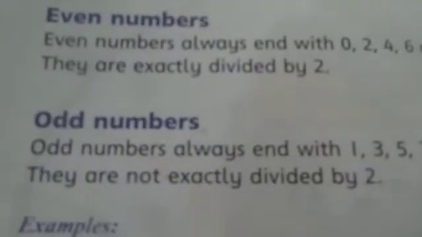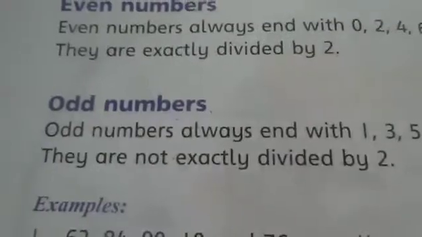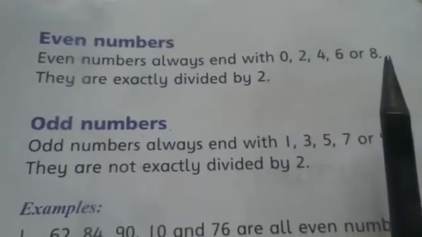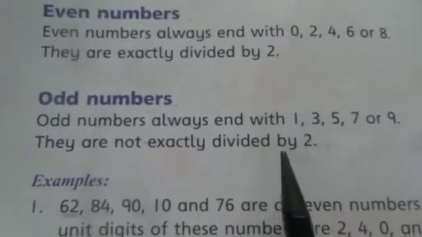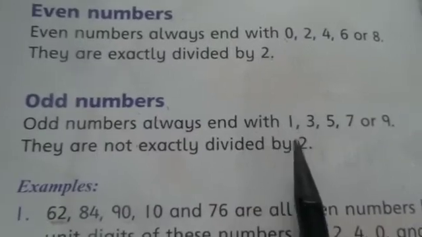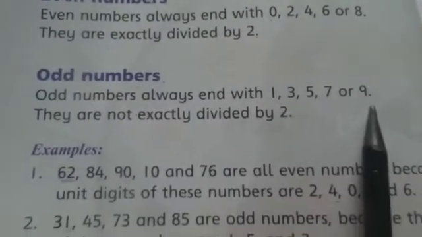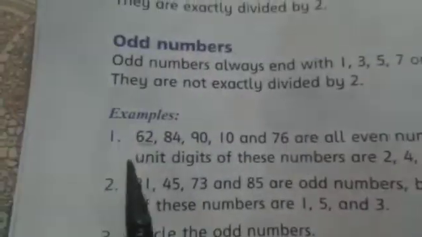Move on to the next page. Page number 2, even numbers. What are the even numbers? Even numbers always end with 0, 2, 4, 6, 8. They are exactly divided by 2. The numbers which are exactly divided by 2 are called the even numbers, or the numbers which end with 0, 2, 4, 6, 8 are the even numbers. And numbers which are not exactly divided by 2, and always end with 1, 3, 5, 7, 9, are the odd numbers.